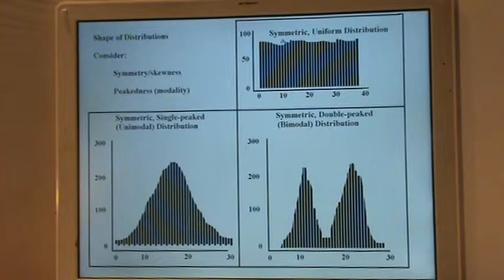So we want to look at the symmetry of the data. How symmetrical is it? Again, this one is very symmetrical and it's uniform. This is very symmetrical. We can divide it in half, and about 50% would be below and 50% above, but it has one single peak. This data is symmetrical also. If we divided it in half, it would be about half down here and about half up here, but this is bimodal.